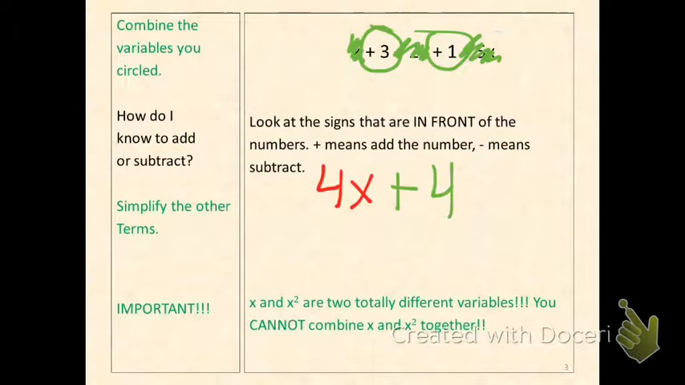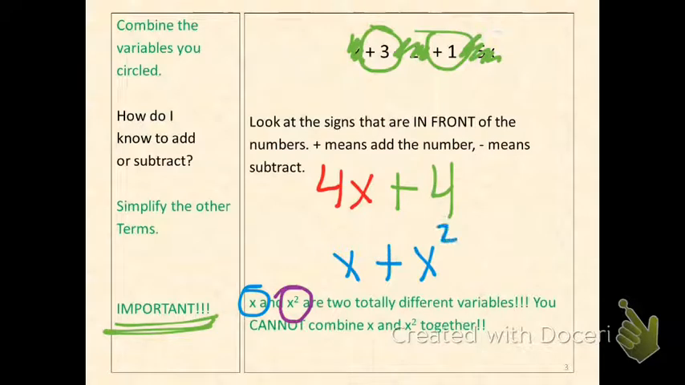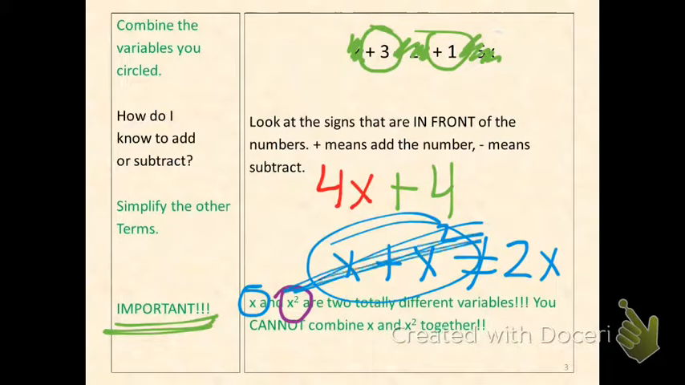Here's something that is very, very important right here. Sometimes you'll see a problem that has an x squared. It has an x squared and it looks just like this. The x and the x squared are two totally different things. You cannot combine them. This plus this does not equal 2x. You cannot combine those. Do not do it, or your answer is going to be way, way wrong.